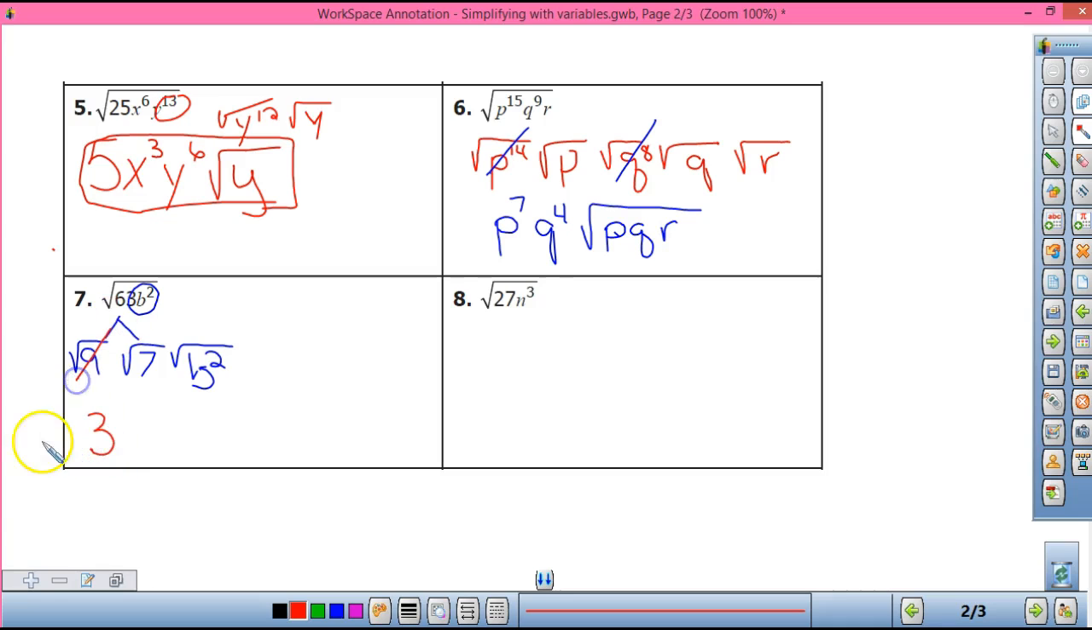So I've got to simplify. Can I simplify 7? Nope, so I'm going to leave him. Can I simplify b squared into b? And then what do I have left underneath? Square root of 7.